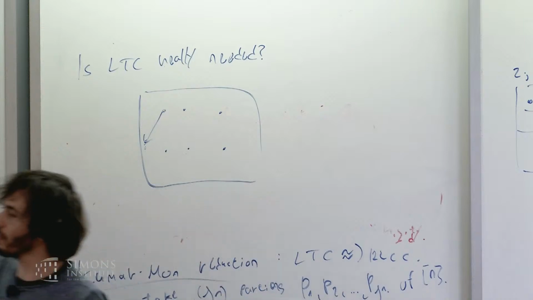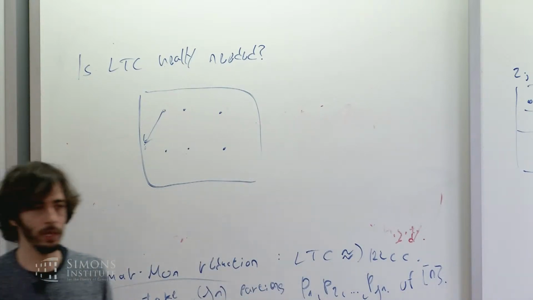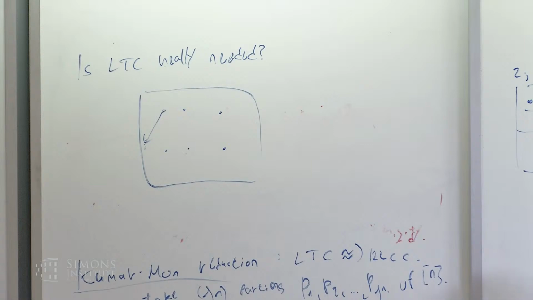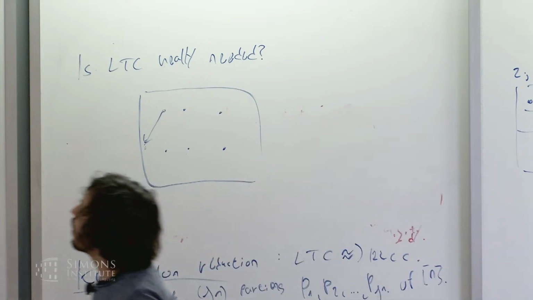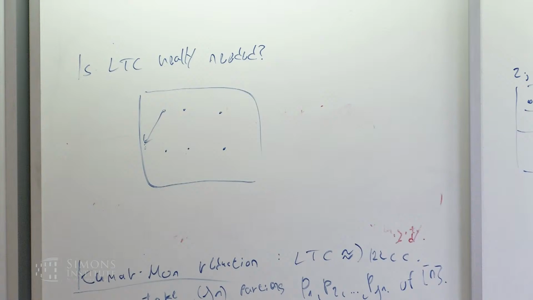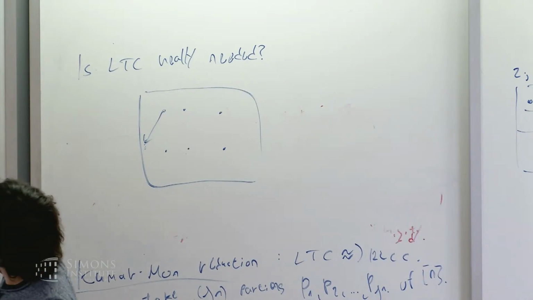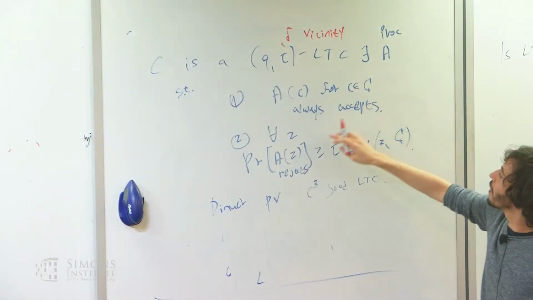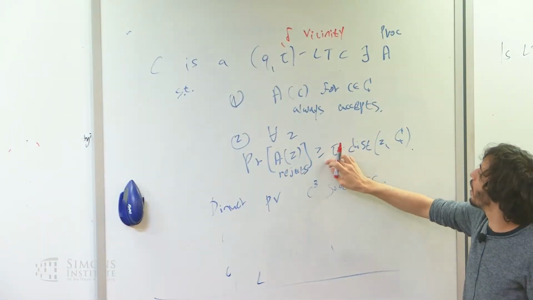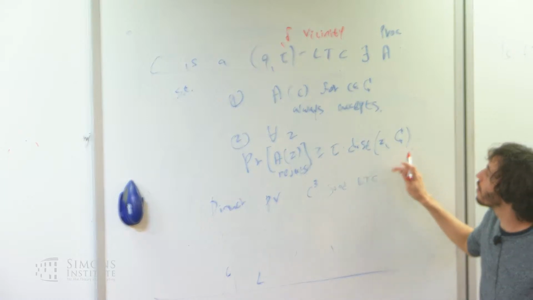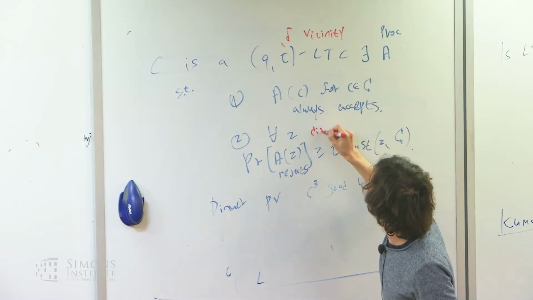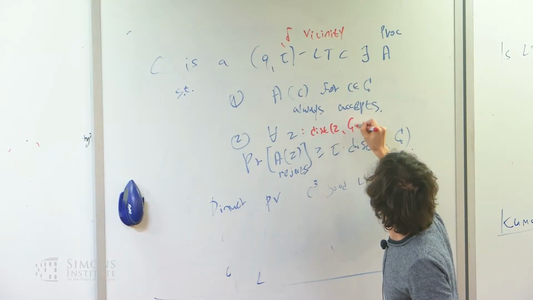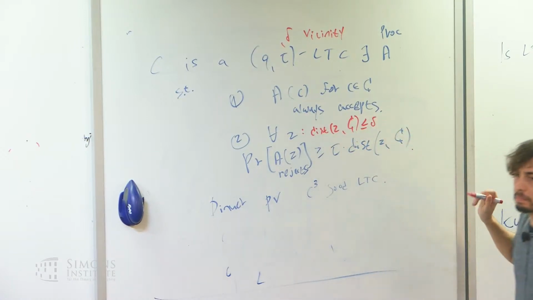We see it is written here that there is some bound on how far we are. Let me just define. I'll add to the definition of an LTC. We say that a code is a Q tau delta vicinity LTC. It's very similar. We only add that we reject with a probability that is proportional to the distance, if the distance of z from the code is at most delta. That's it.